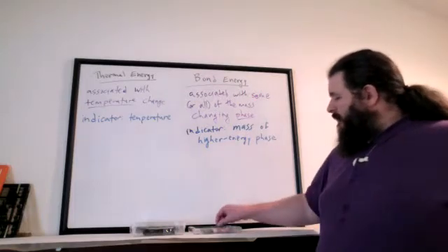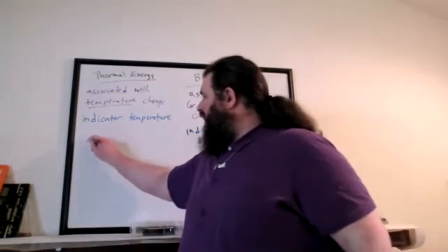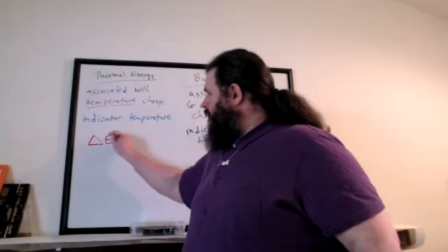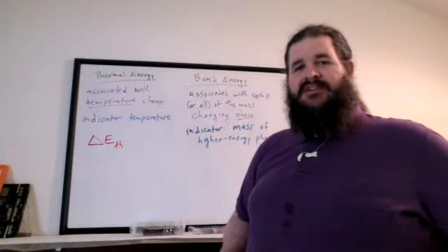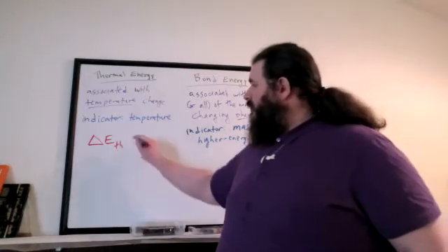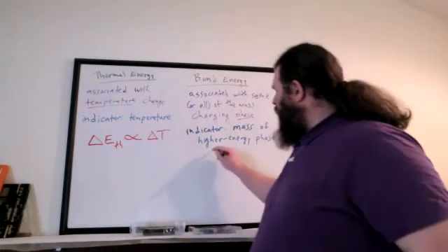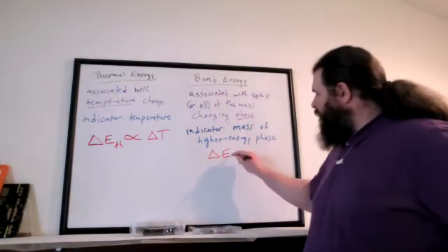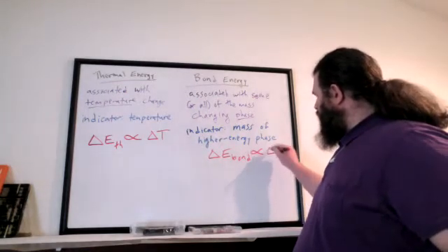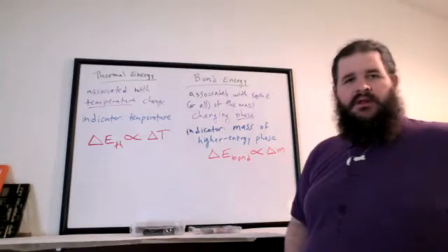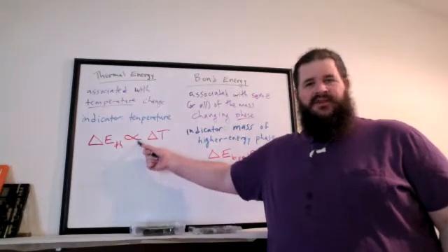And we should expect these to be proportional. If you're talking about thermal energy, or at least change in thermal energy, because we generally don't care how much energy it has. We care about how much energy is changing, how much it's gaining or losing. The change in thermal energy should be proportional to the change in temperature. The change in bond energy should be proportional to the change in mass in some phase. Have you seen this proportionality symbol before? Let's take a closer look at that.